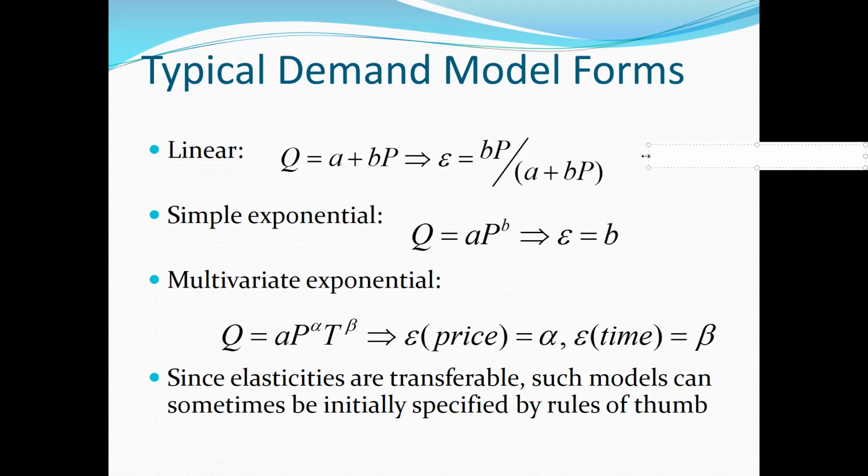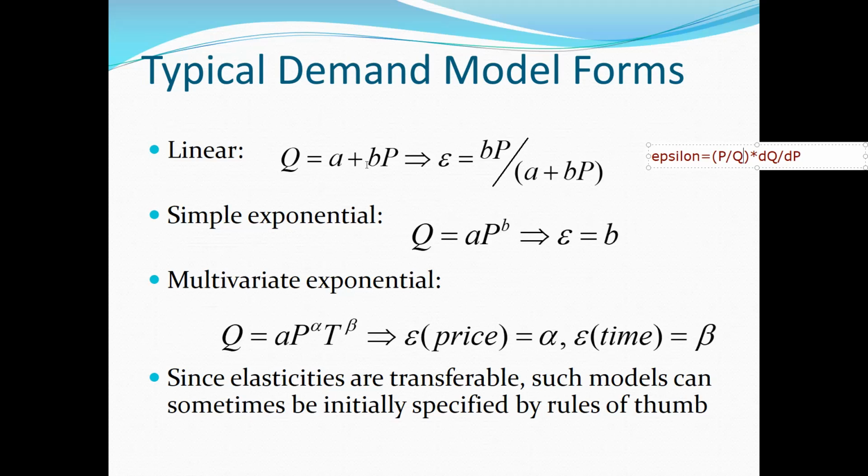So remember, epsilon, which is the elasticity, is equal to dQ over dP times Q over P. Oh, I'm sorry. Is it P over Q or Q over P? No, it's P over Q. I'm sorry. Okay, so it's P over Q. So epsilon, the elasticity, is dQ over dP times P over Q.